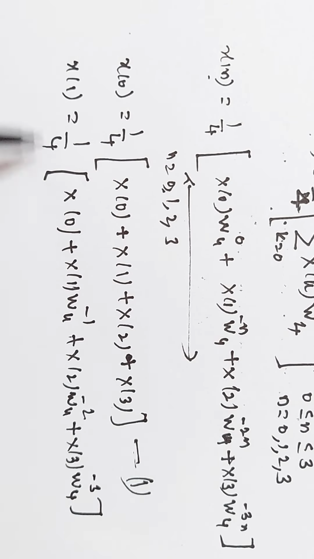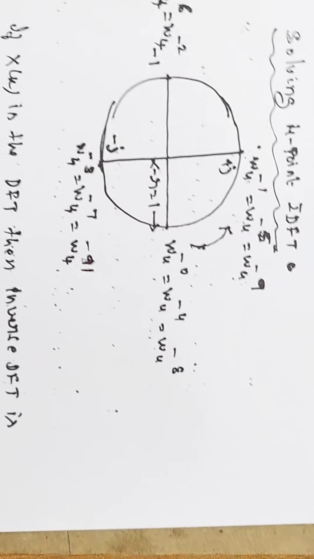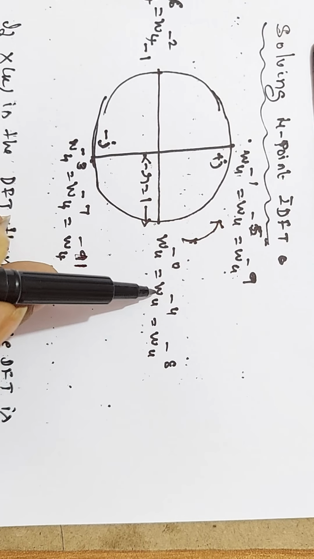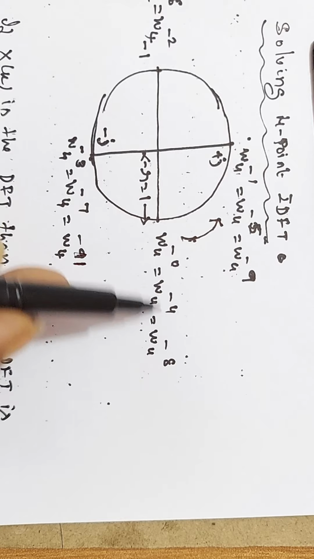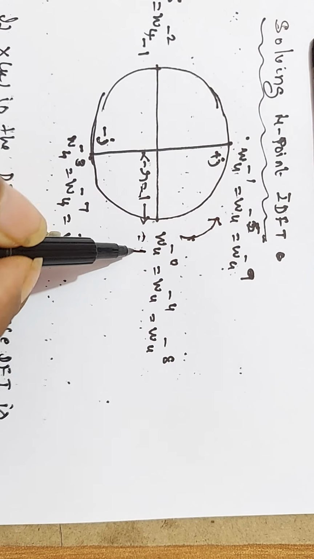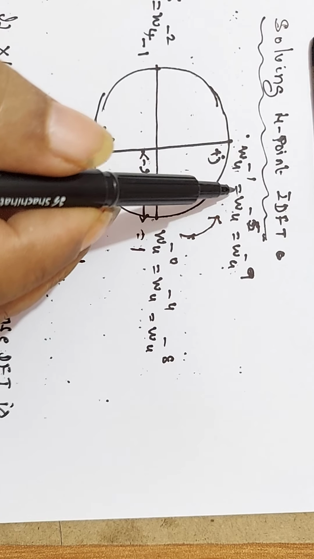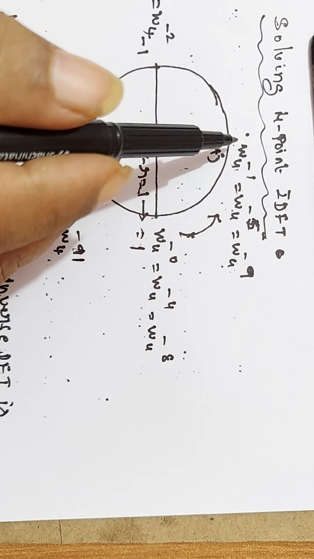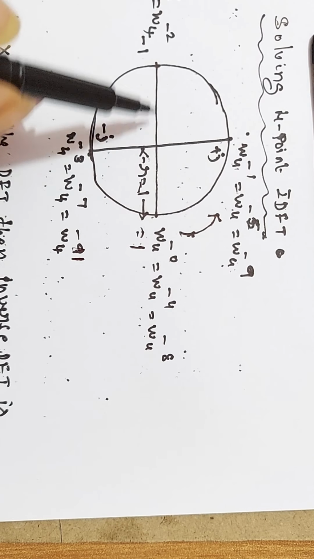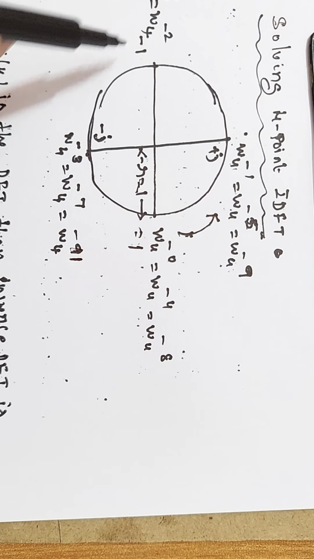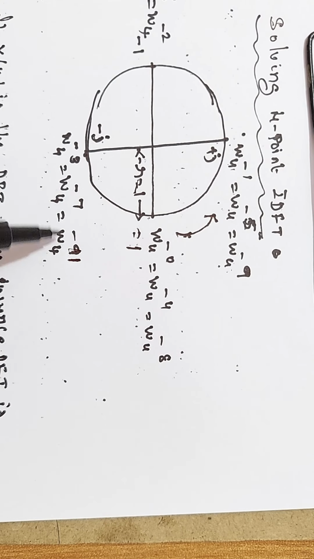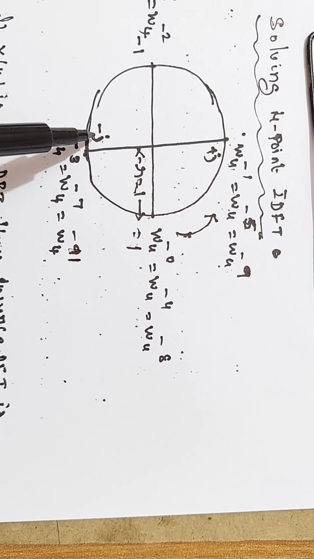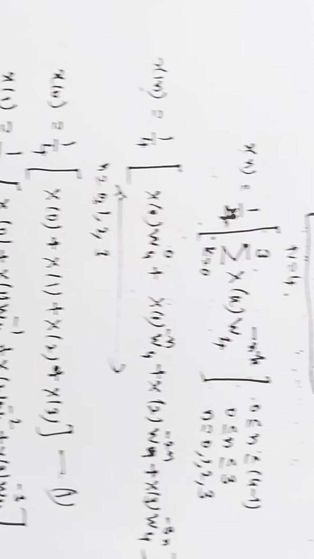Substitute the values for W_4 minus 1, W_4 minus 2, W_4 minus 3 from this expression. W_4 minus 0 is also equal to W_4 minus 4, which is also equal to W_4 minus 8, which is equal to plus 1. Similarly, W_4 minus 1 is also equal to W_4 minus 5. This is the positive imaginary axis, therefore it is plus j. This is the negative x-axis, all these samples are minus 1. This is the negative imaginary axis, all these samples are minus j. Put the values 1, plus j, minus 1 and minus j for the different samples and solve this.